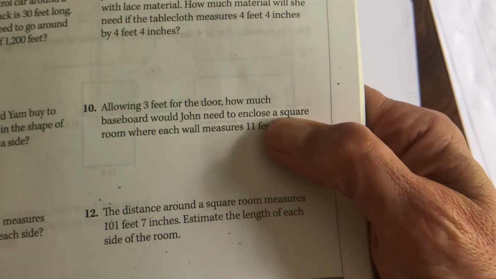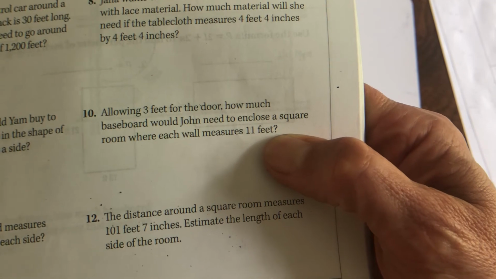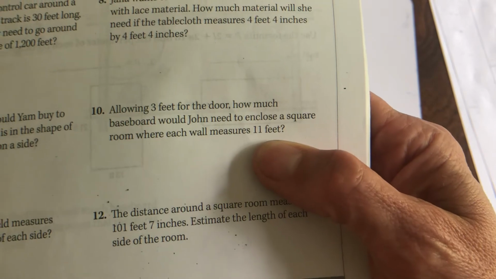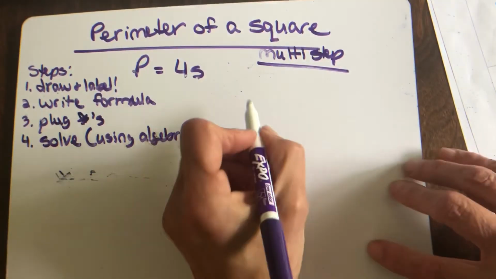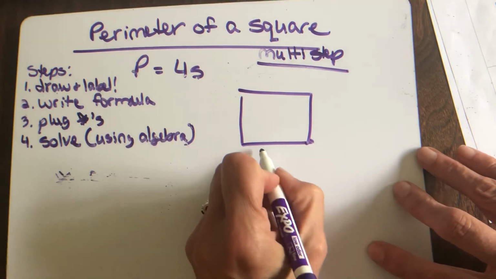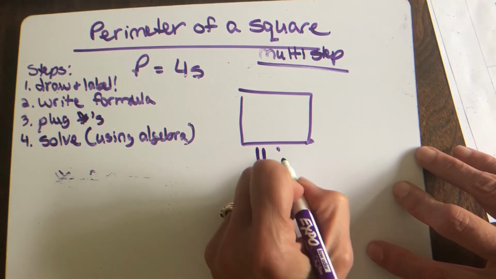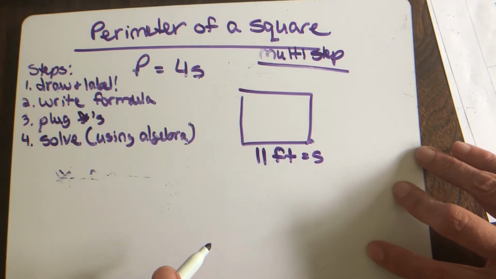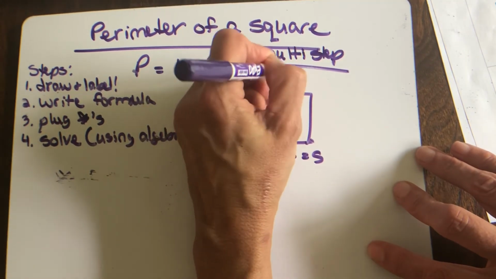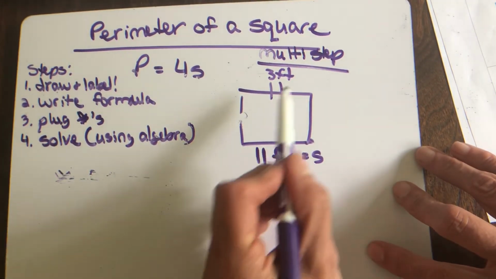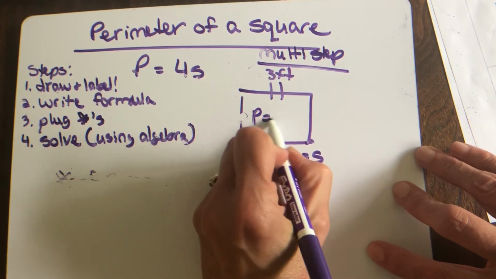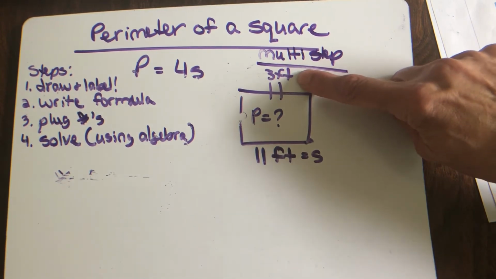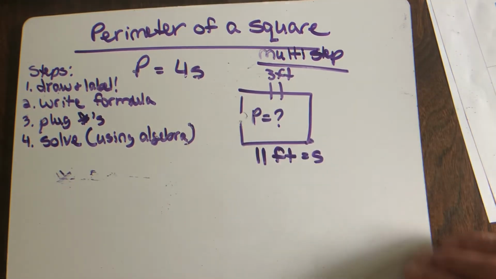Allowing 3 feet for the door, how much baseboard would John need to enclose, hint, hint, hint, a square room where each wall measures 11 feet? So draw your picture. Square room, each wall measures 11 feet, so that's the side, right? But we need to allow 3 feet for the door. And we want to know how much we need to enclose it. That's perimeter. So we need perimeter. But wait, we want the perimeter, but we don't want to put a baseboard across an open doorway. So just think about that.